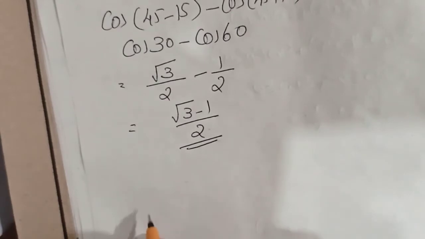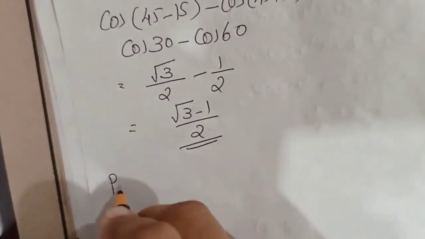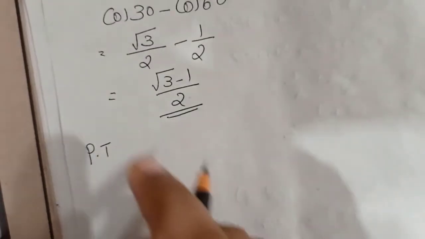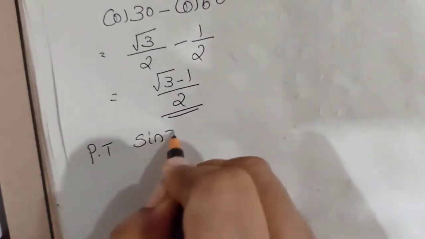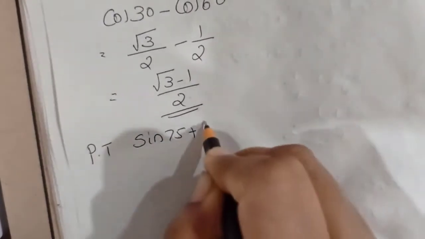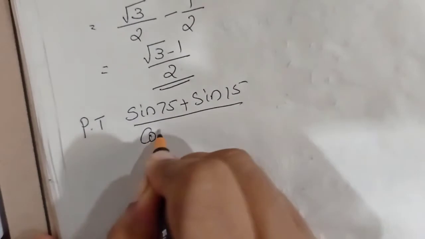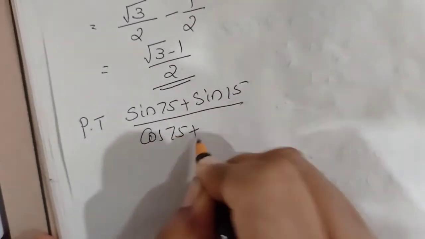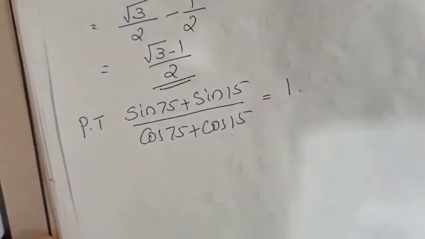Write the questions from this section. Prove that. Very interesting topic. All of you write. Prove that (sin 75 plus sin 15) the whole divided by (cos 75 plus cos 15) is equal to 1.